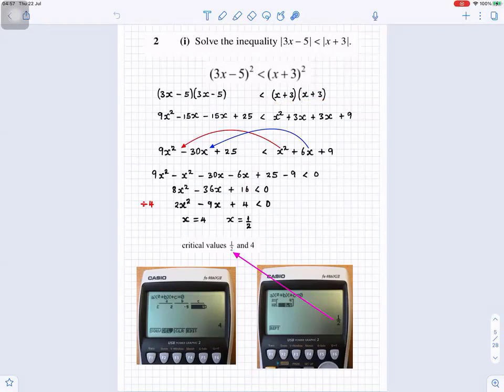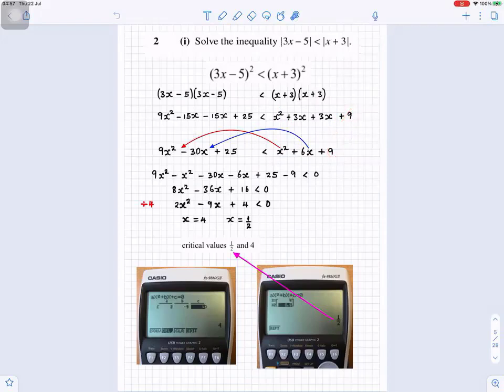Now we remove the brackets: 3x times 3x, 3x times minus 5, minus 5 times 3x, and minus 5 times minus 5. So when you expand that, you get the second expression. And you expand (x plus 3) times (x plus 3), you get that. So we've got 9x squared, minus 15x minus 15x is minus 30x, plus 25, is less than x squared, plus 3x plus 3x is 6x, plus 9.